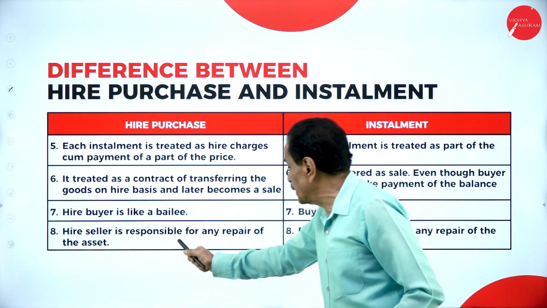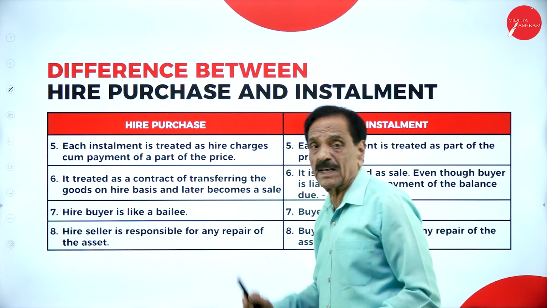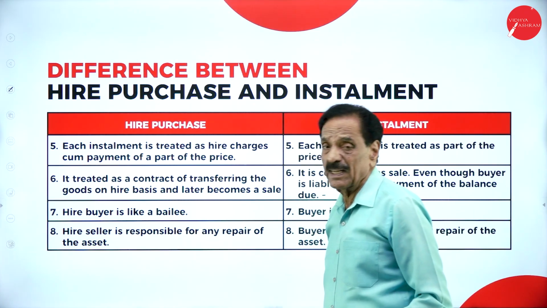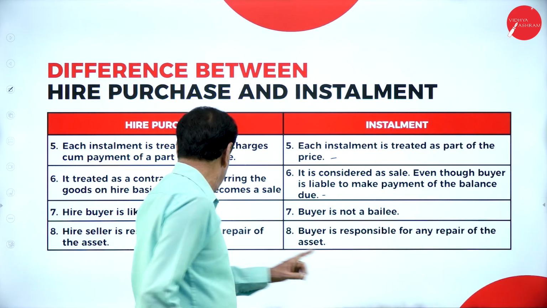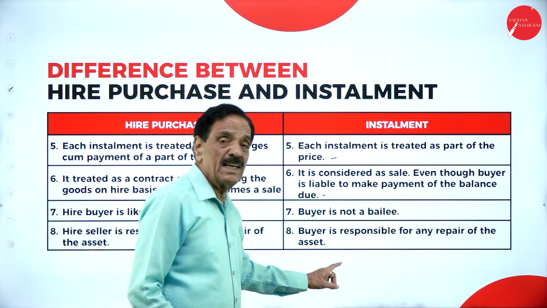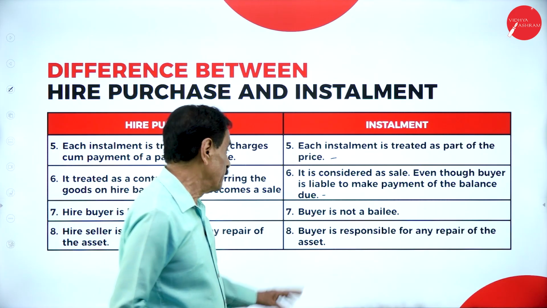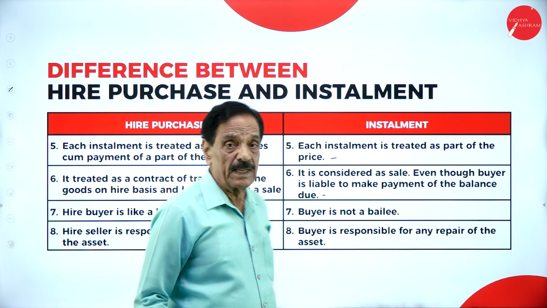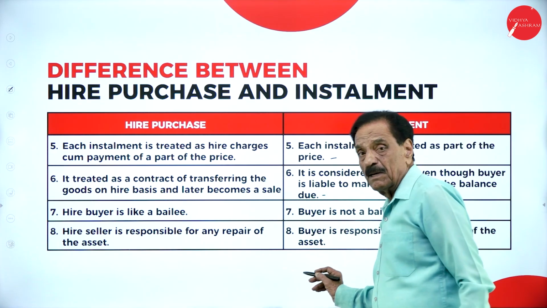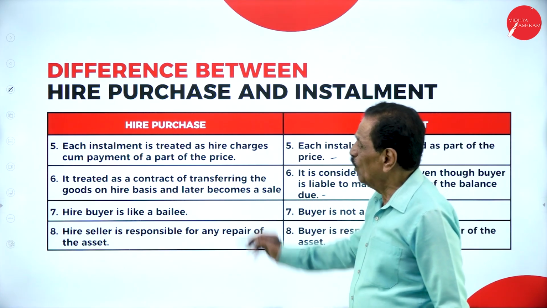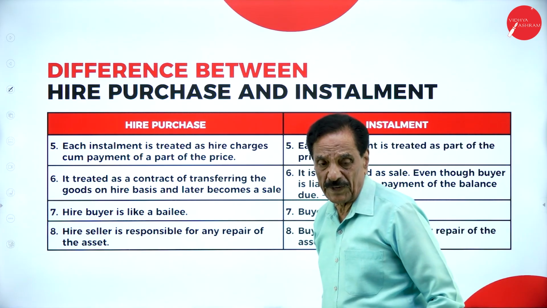In hire purchase, the hire seller is responsible for any repair of the asset. Here, the seller is responsible. Here, the buyer is responsible for any repair of the asset. Who is responsible? Here the seller is responsible; here the buyer is responsible. Hope you understand these differences.